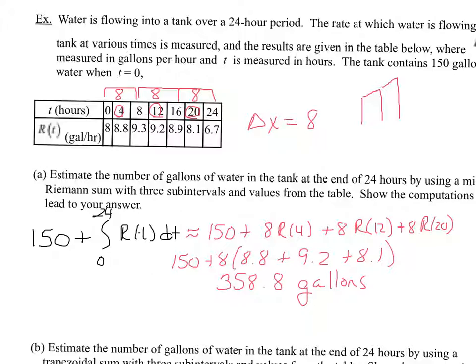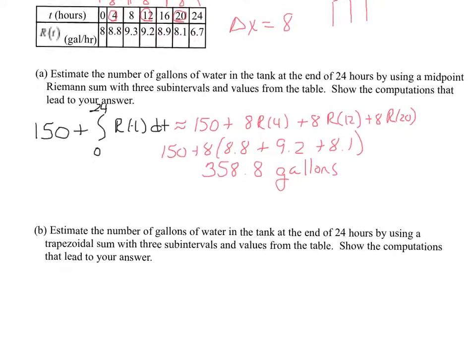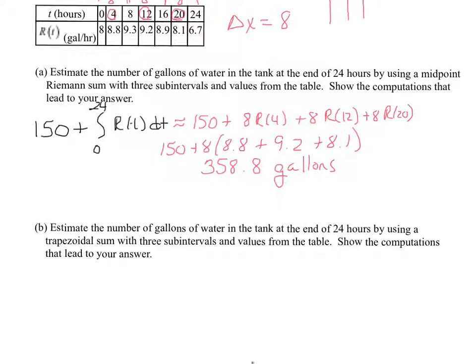So let me move this. How much is the width of each subinterval still? 8. It's still 8, but we're going to have our 150, again, plus the integral from 0 to 24. So this is approximately 150 plus 8 times 1/2, half the base times the sum of the heights, right? Does that make sense?